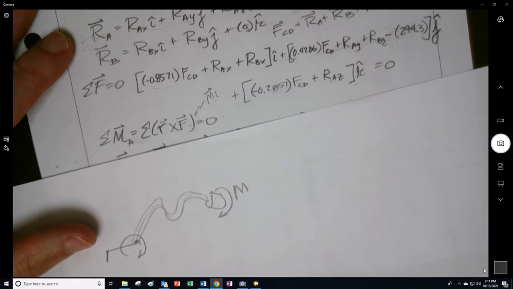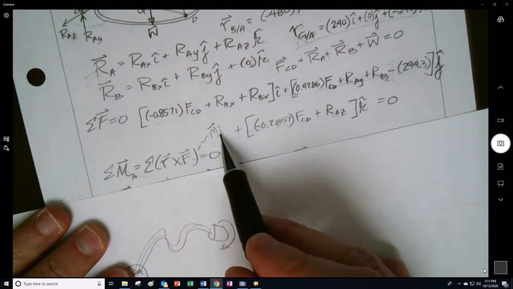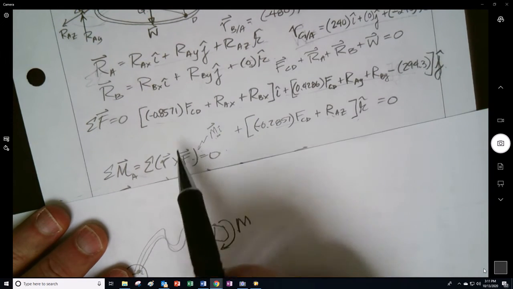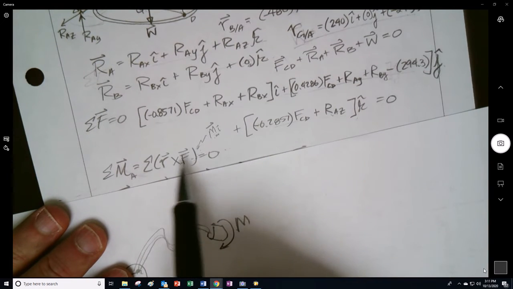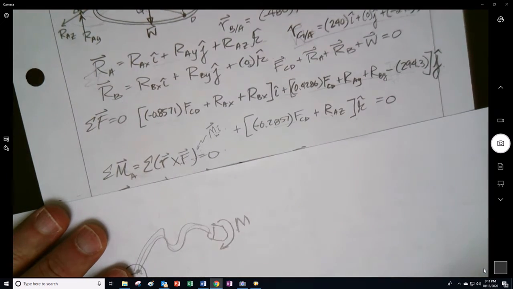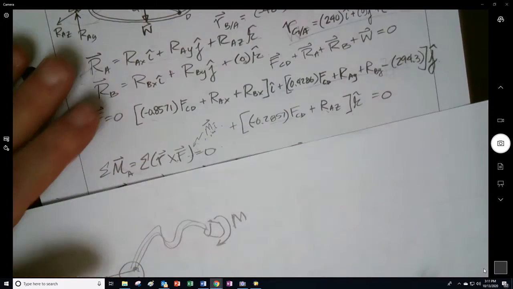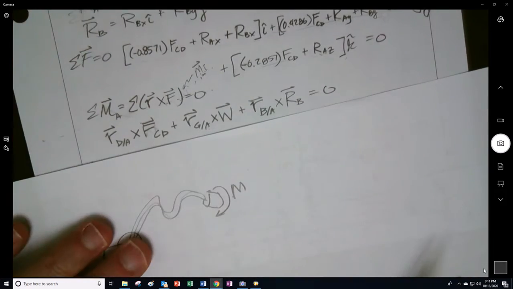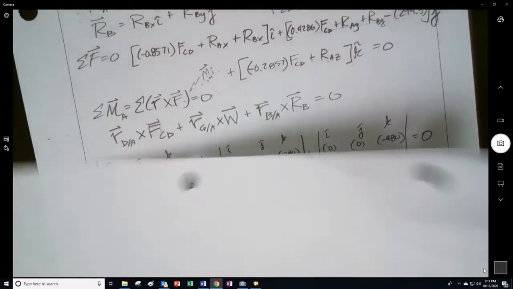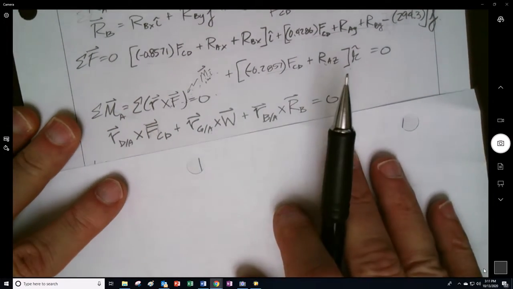Just recognize you need a method of putting that moment inside there, and that is not an R cross F. That's some external moment. So it could be a reaction, it could be an external moment, but you need to account for the ability to put that in there. So we don't need to see that.